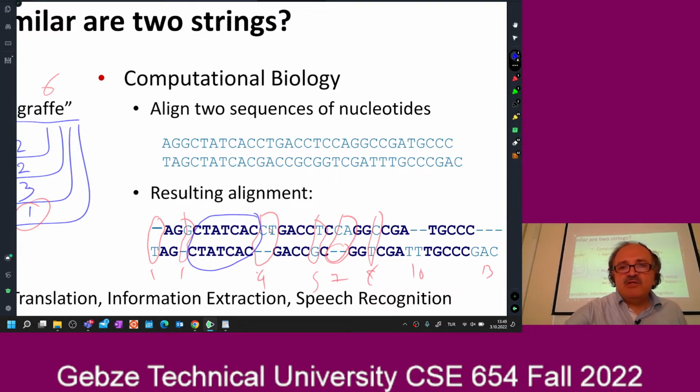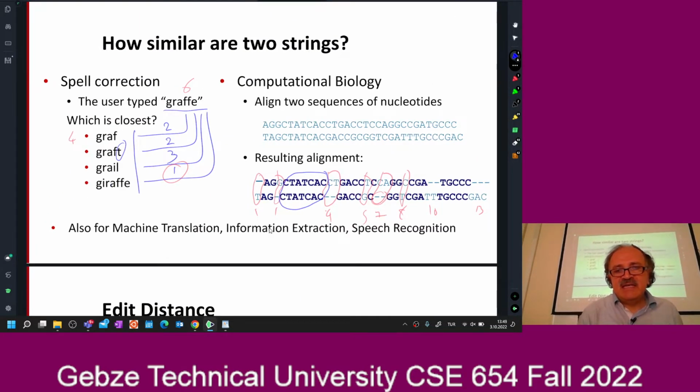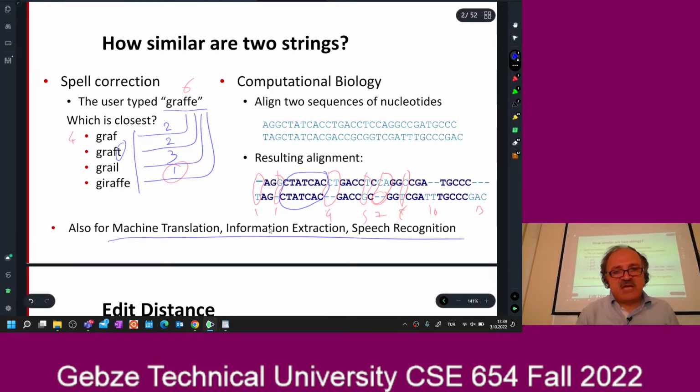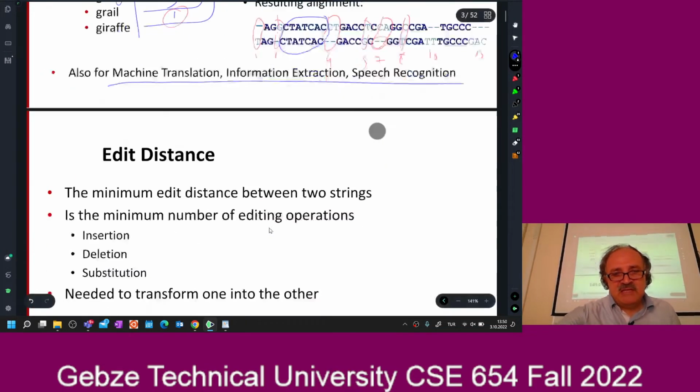So computational biology people use this algorithm, this edit distance, a lot. Other than that, we are going to use this in machine translation, information extraction, speech recognition, and etc. So this edit distance is used in many places as long as you have one-dimensional data, okay? As long as you have one-dimensional data, you can measure the edit distance between two sequences using the algorithms that I am going to give you today. And the best algorithm I am going to give you today is the dynamic programming algorithm. That's why it's going to be a very nice introduction to edit distance.